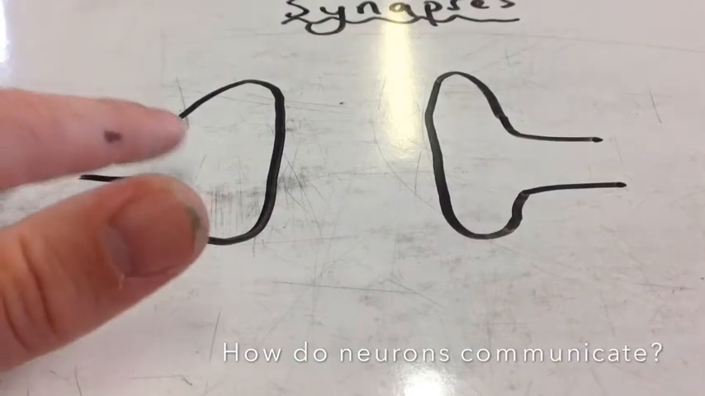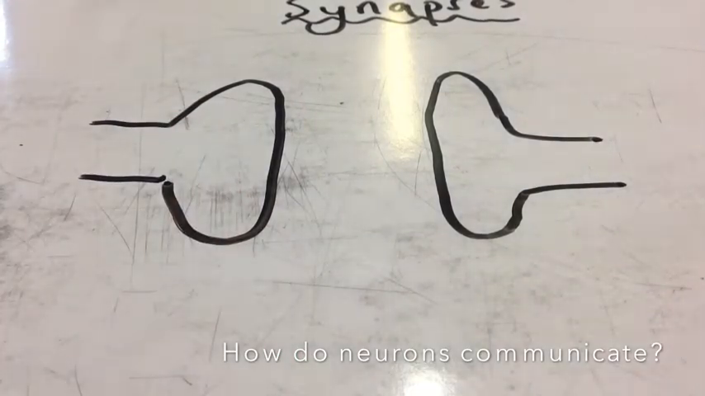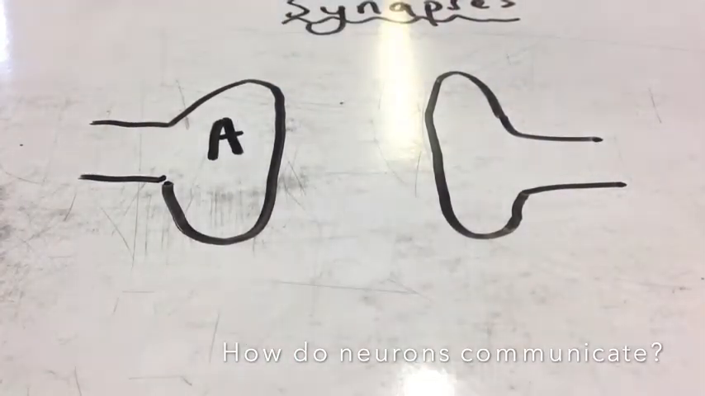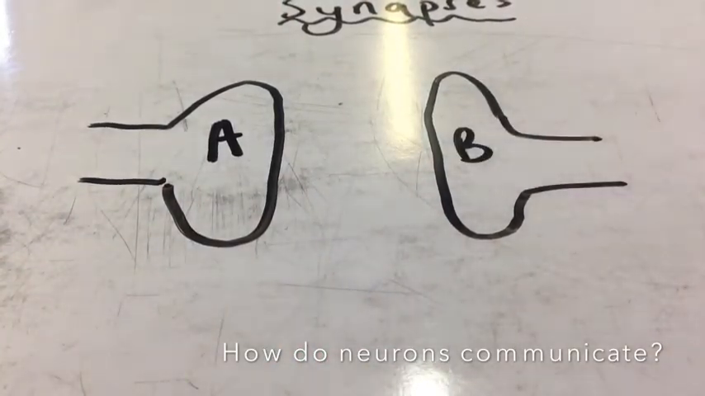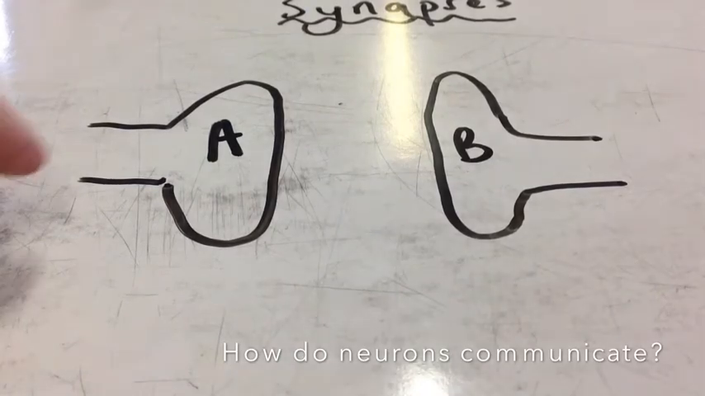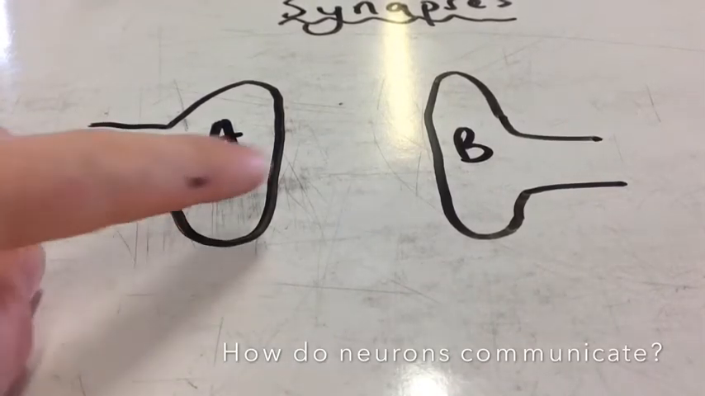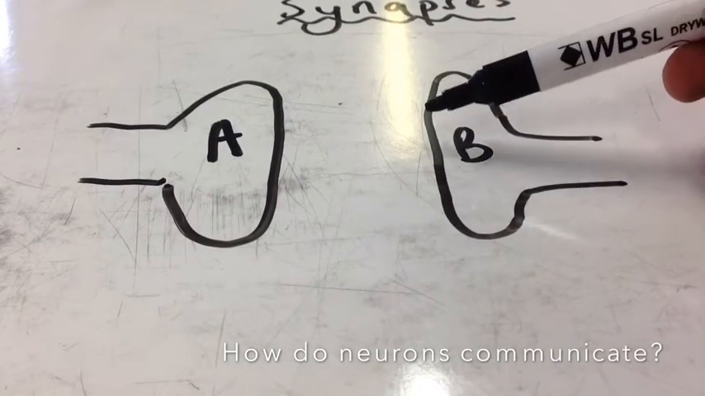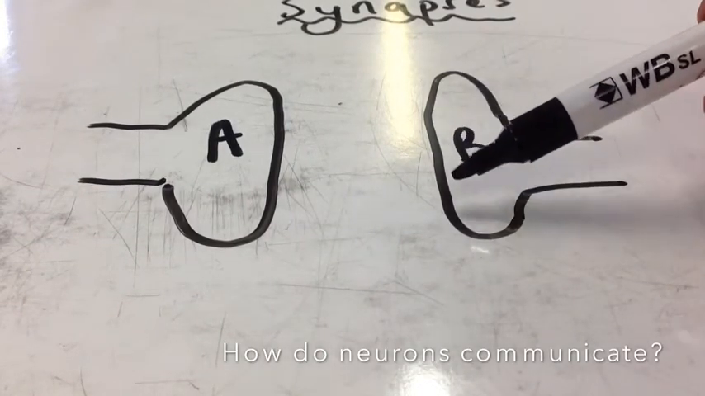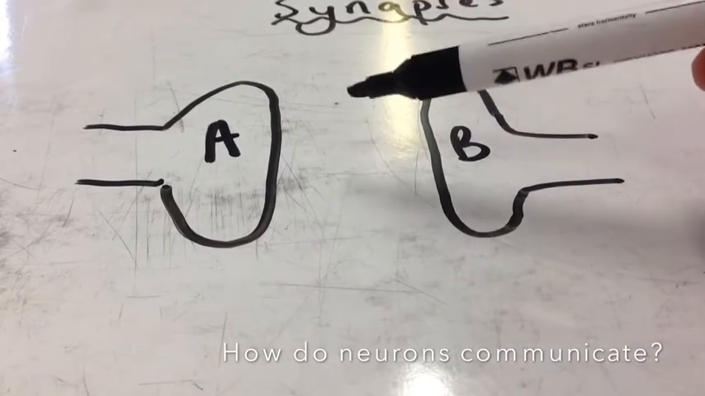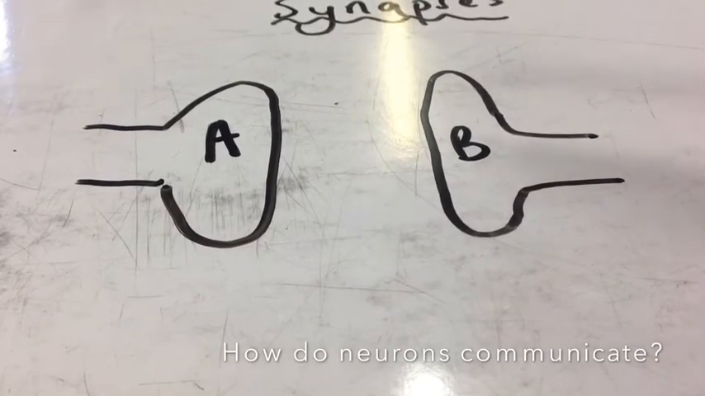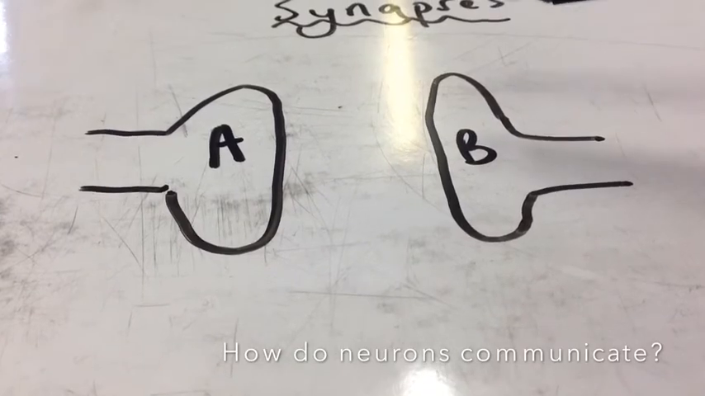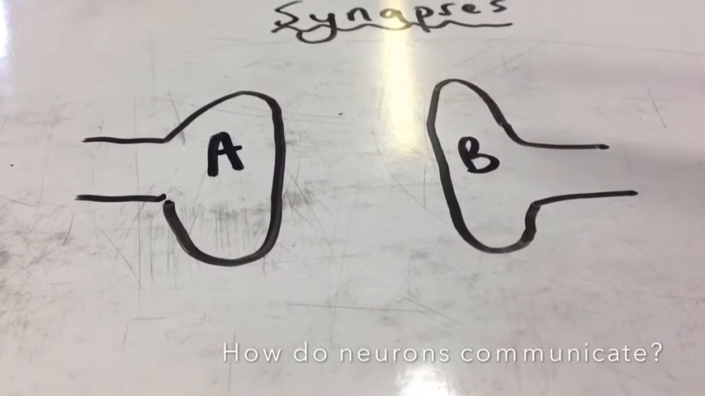So we've got neuron A, and we've got neuron B. And you could say that this is the presynaptic membrane, and we've got the postsynaptic membrane. Okay? And this gap is what messages need to pass across for nervous communication to continue. So how does this happen?